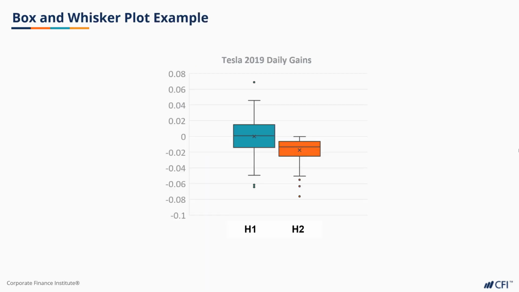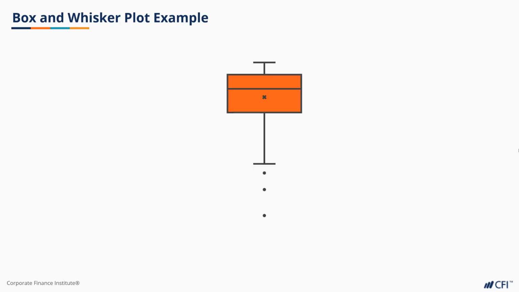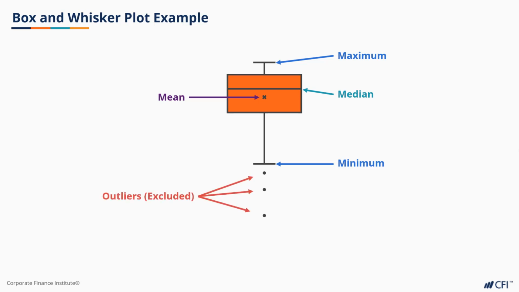Box and whisker charts show us quartiles, but in graph form. In this case, we are shown daily gains of Tesla in 2019. We see the gains for H1 and H2. The median is represented by the horizontal line in the middle of the box. Sometimes the average is indicated by an X. The whiskers show us any extremes of our total range, while outliers that we may not have included are shown as dots lying outside that range. Each dot represents a single observation.